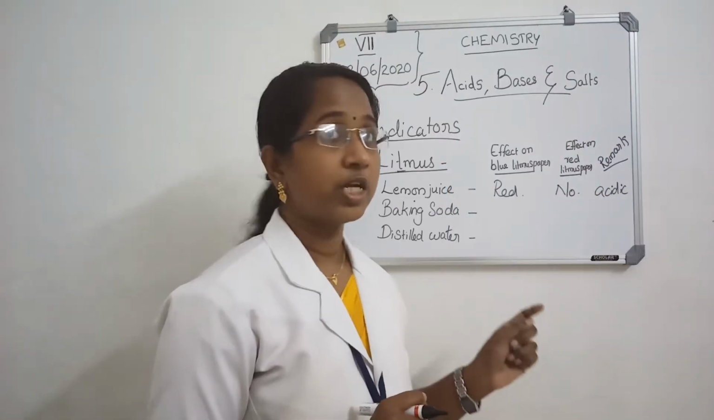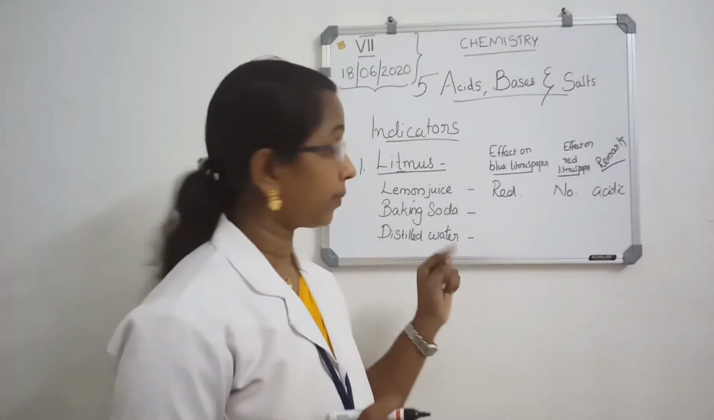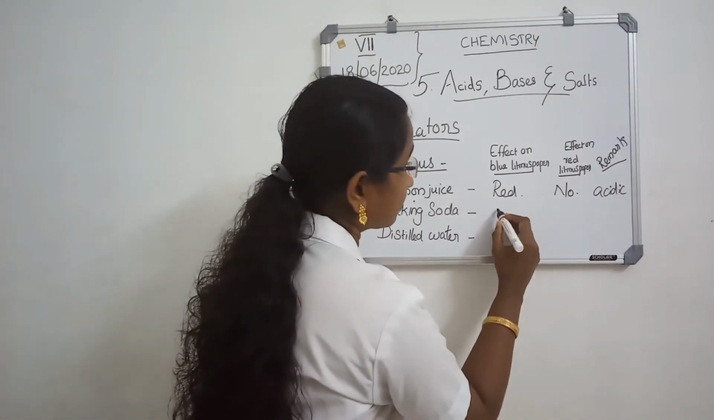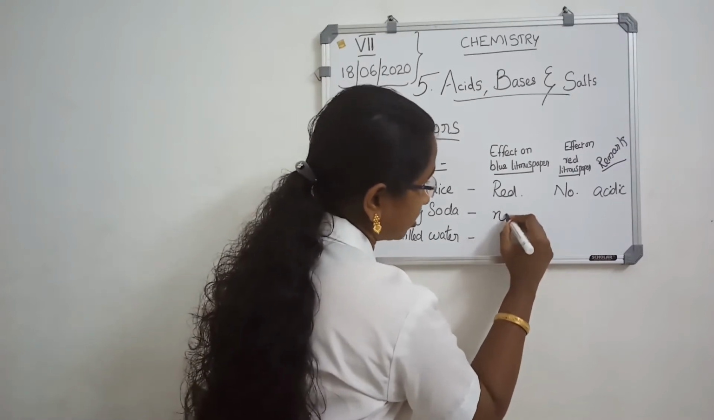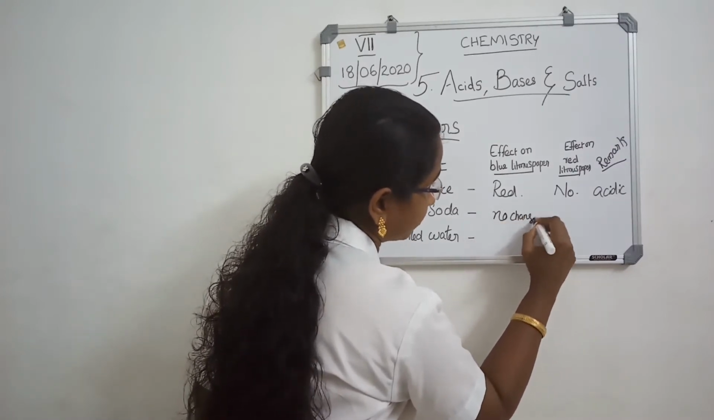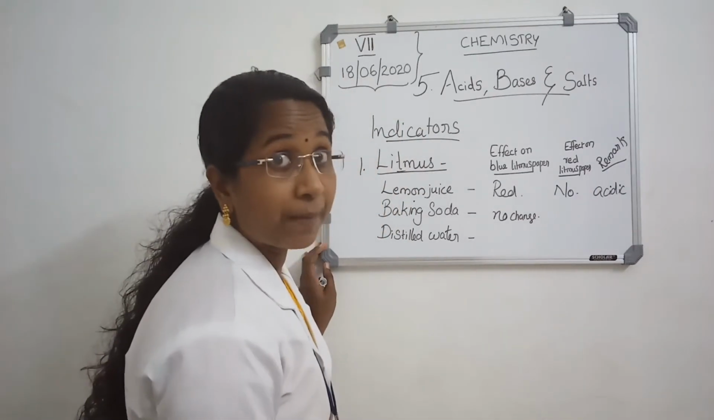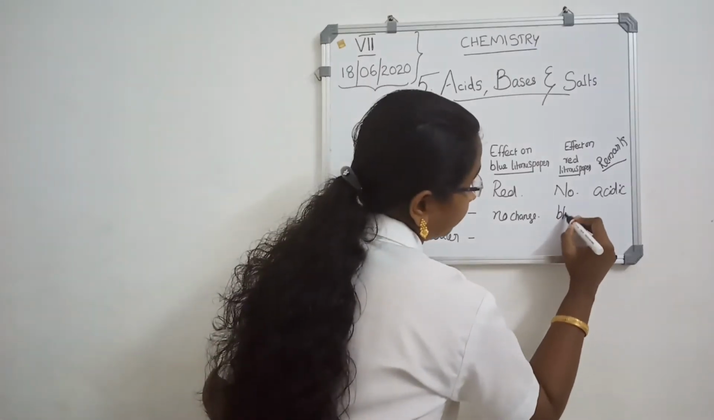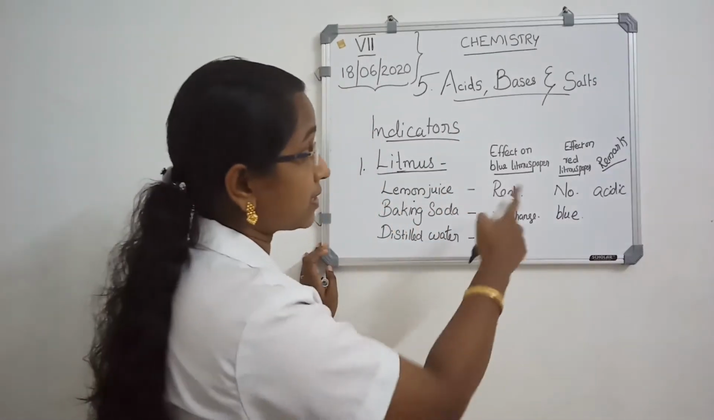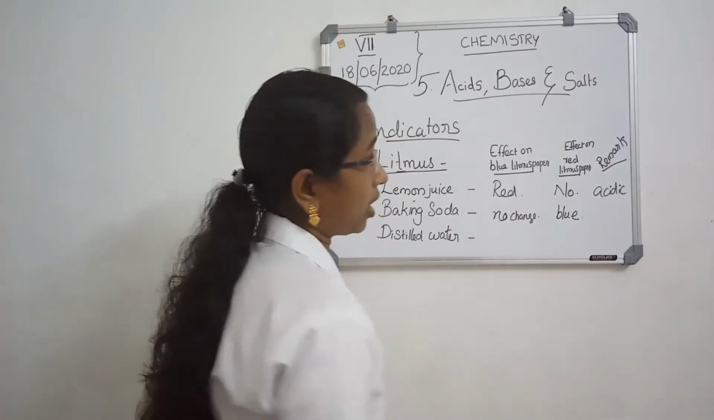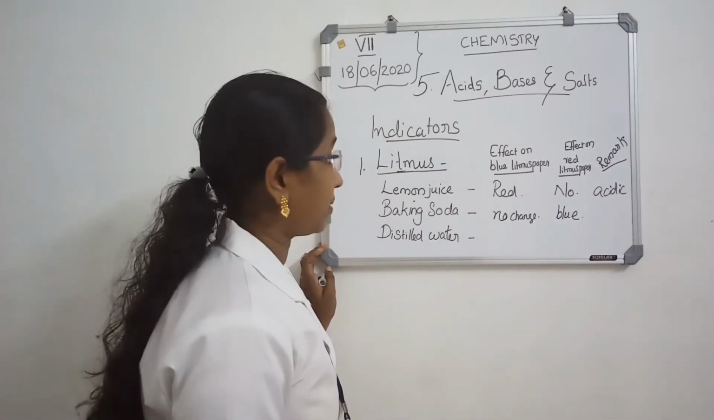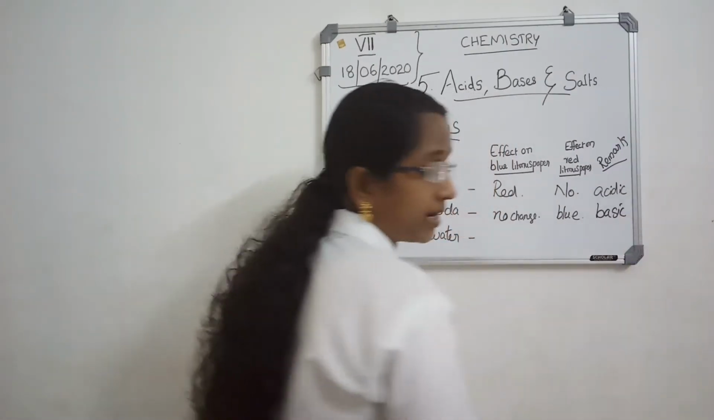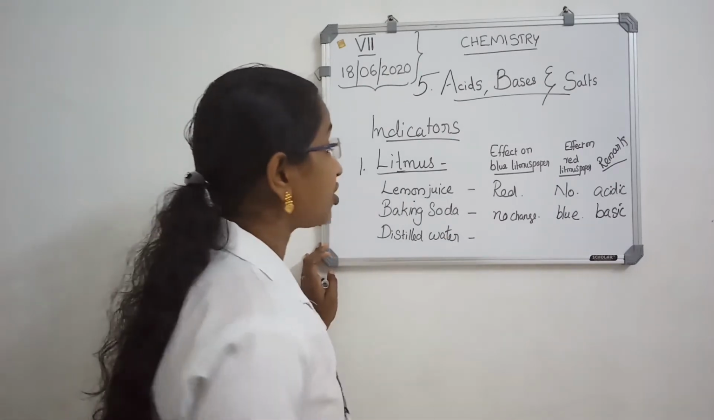Now what is the effect on blue litmus paper? On baking soda, blue litmus paper remains the same, no change. What is the effect on red litmus paper? Red litmus paper changes to blue. It shows blue color on red litmus paper. That means it is a basic substance. Then next, distilled water.